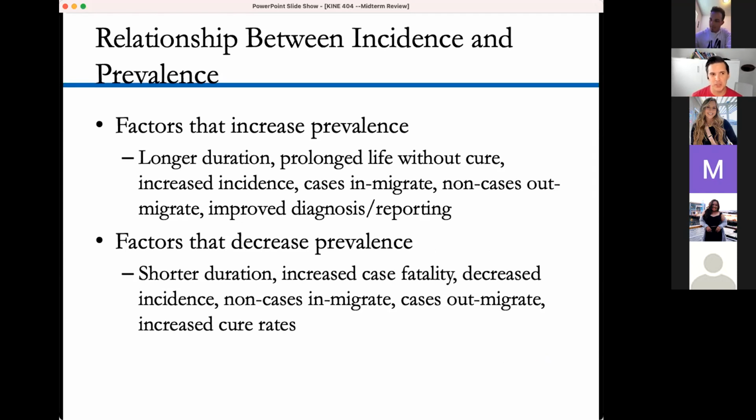Make sure you understand the relationship between incidence and prevalence. So what factors increase prevalence? What factors decrease prevalence? What factors increase incidence and decrease incidence, and so on? What does it mean if your incidence and prevalence are similar to each other?